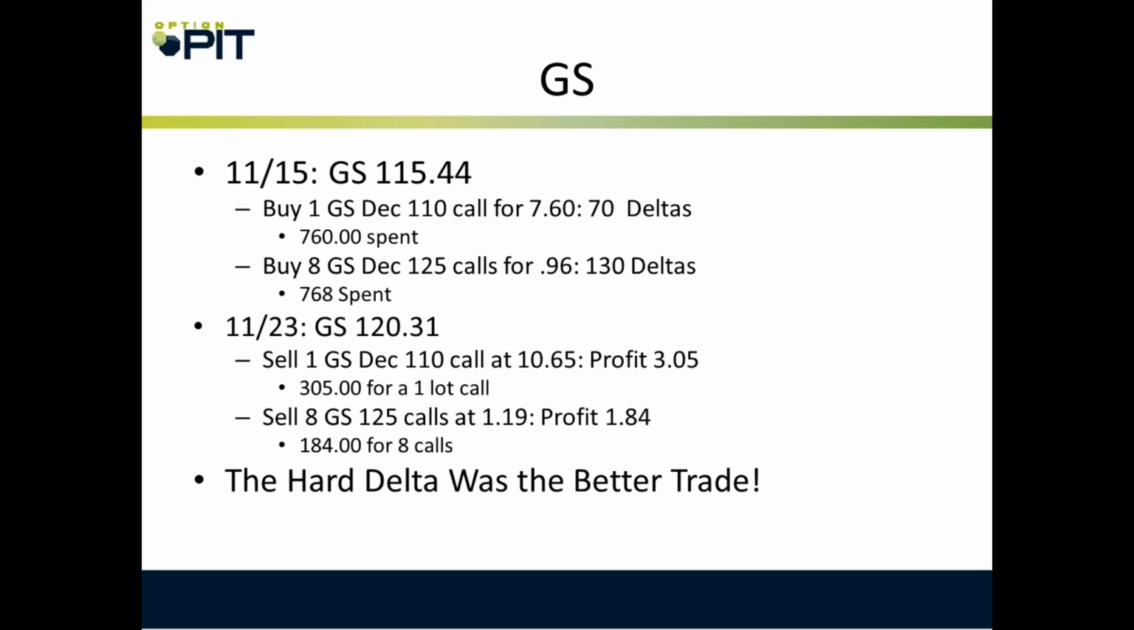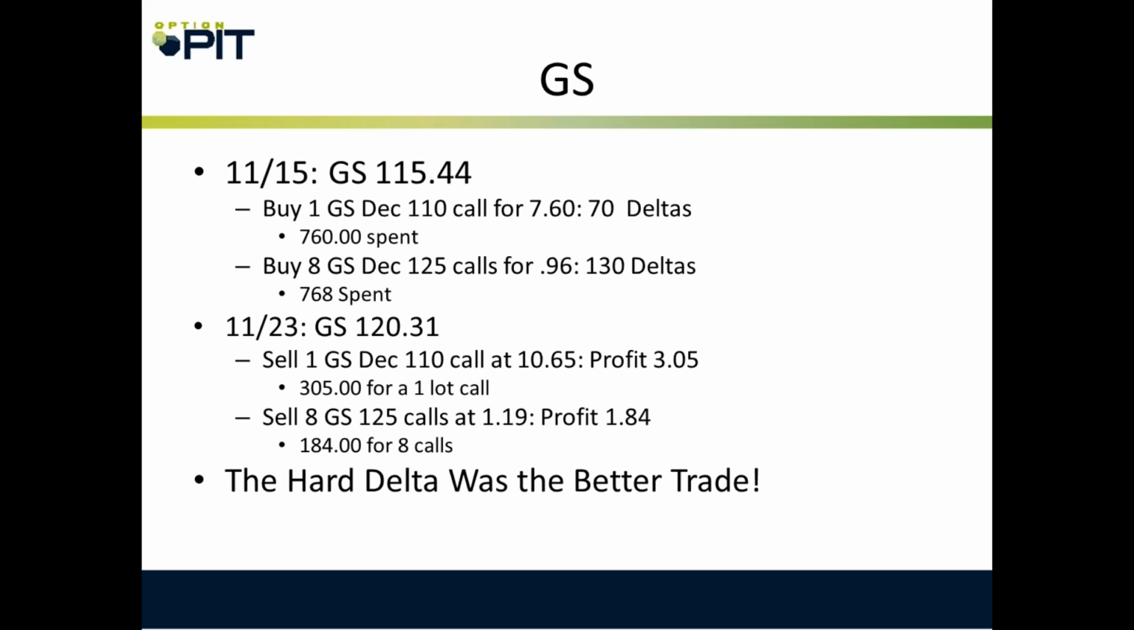So on 11/15, I could have bought one December 110 call for $7.60, spending $760. Or I could have bought 8 of the Goldman Sachs December 125 calls for 96 cents. So in case 1, I buy one option and spend $760. Case 2, I buy 8 options and spend $768. Well, 8 days later, let's take a look at which worked.